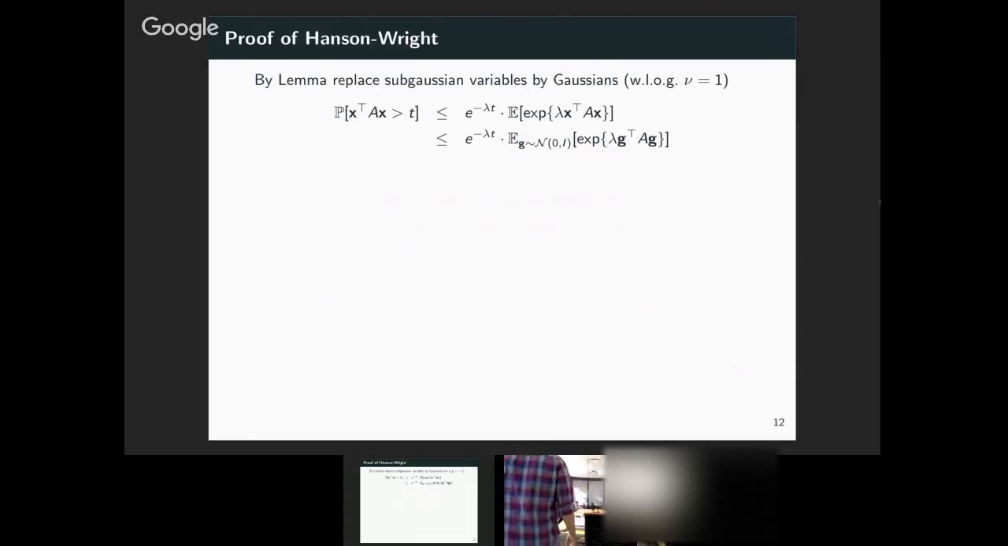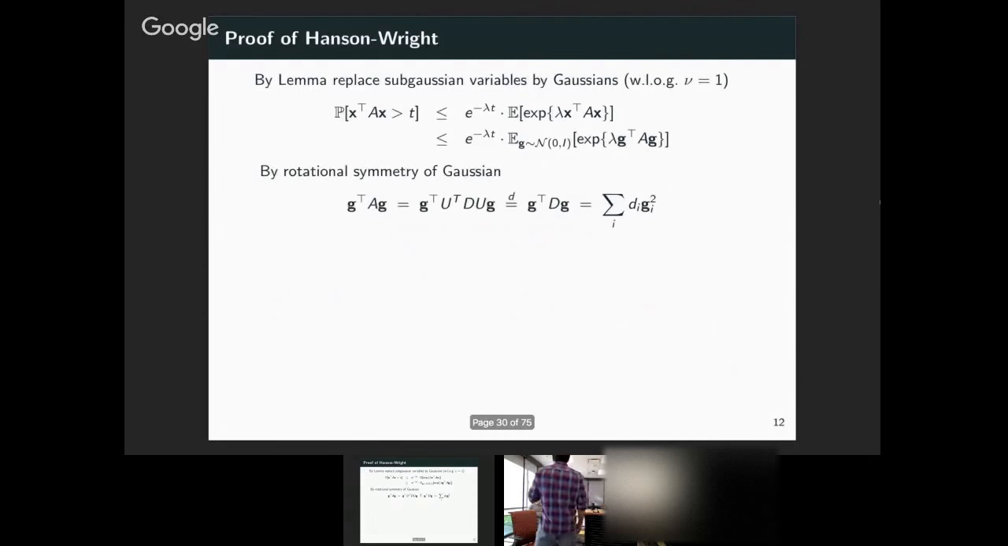And now the key thing is that the Gaussian is unitarily invariant, so I can look at it in whatever basis I want. So why not look at it from the eigenbasis, right? Then by this unitary invariance, I can change basis and get something quadratic, but with a diagonal matrix. So basically, I have a bunch of Gaussian squares with the respective coefficients. And these d_i's are the eigenvalues of A. That's also important to observe.